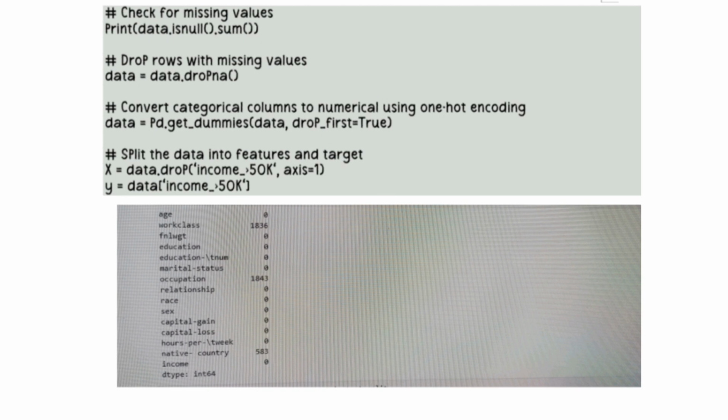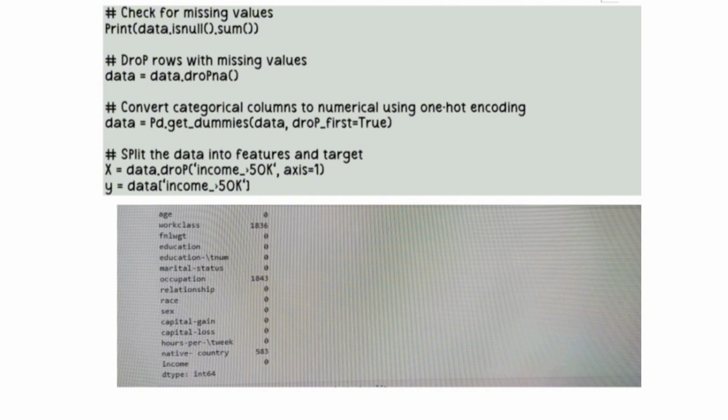Step 4: split the data into features and target. X is equal to data.drop, income_>50k, axis is equal to 1. Y is equal to data, income_>50k. This final step separates the dataset into features X and the target variable Y. This line assigns all columns except income_>50k to X. These are the predictor variables used to predict income. axis=1 specifies that we are dropping a column.